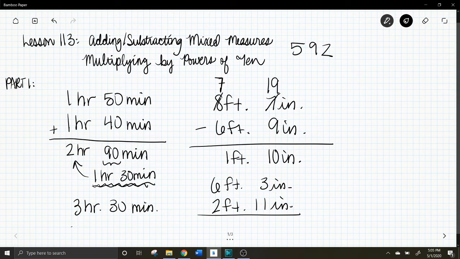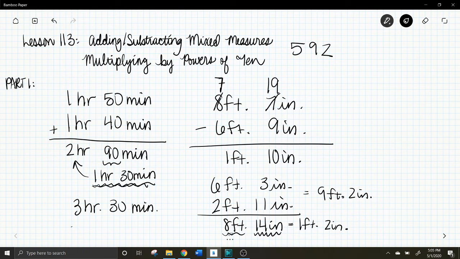Okay, so we get 14 inches and we get 8 feet, but 14 inches is greater than 12, so we'd want to break that down into 1 foot and 2 inches. Okay, add that to our original and we would get 9 feet and 2 inches. Okay, that's the idea here. So it's really nothing new to you, but maybe you'll see some new representations of that.